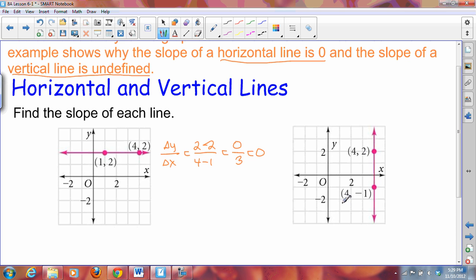All right, let's do this one. 4, 2, and 4, negative 1. Change in y over change in x. Okay, 2 minus a negative 1.